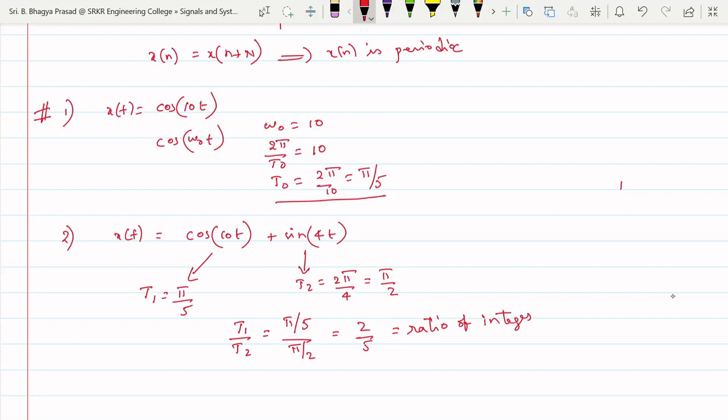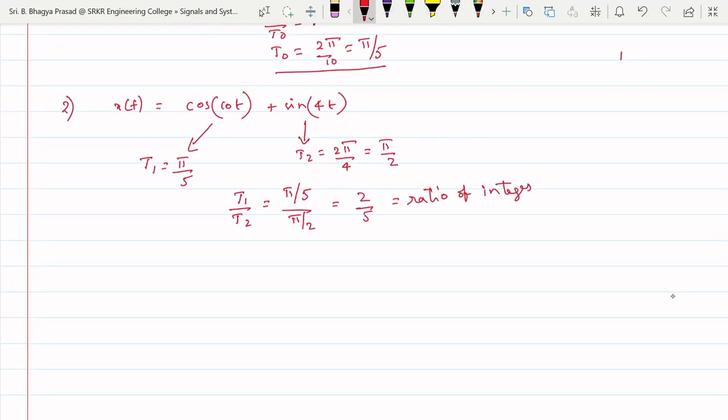If T1 by T2 is a ratio of integers, then x of t is a periodic signal. So we concluded that the ratio of T1 and T2 is a ratio of integers. With this conclusion you can say that x of t is a periodic signal. But what is the period? What is the common period of this? For that, T is the LCM of T1 and T2.